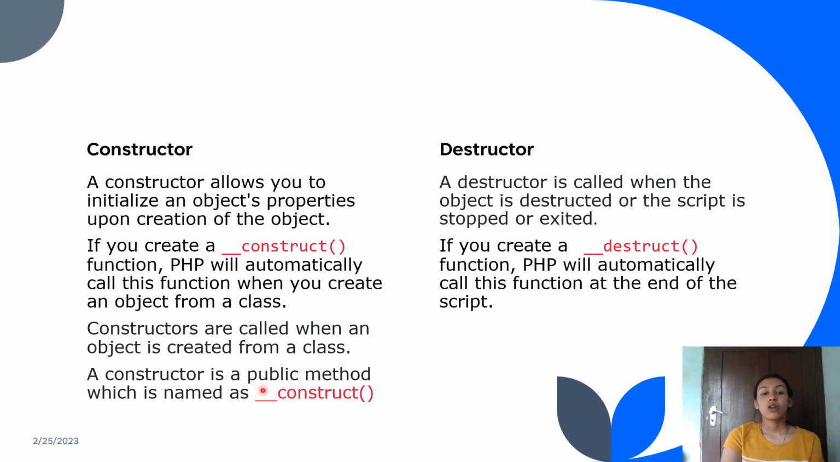So constructors are called when the object is created from a class. Whenever an object is created, the constructor function will be called. Destructor, in the opposite way, will be called when the script or the entire script is stopped or exited. So in other words, when an object is destructed, the destructor method will be called. We can create a destructor by using the double underscore destruct method.